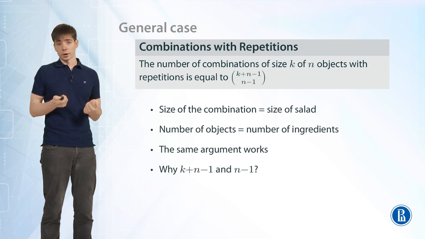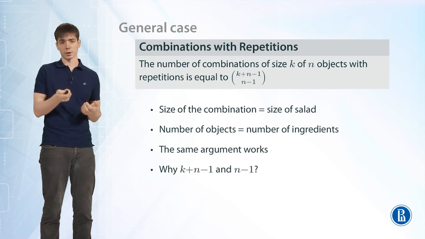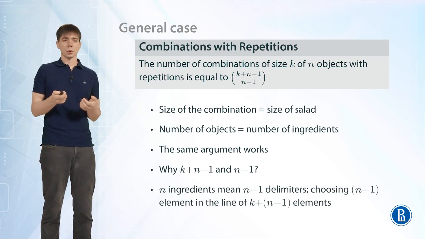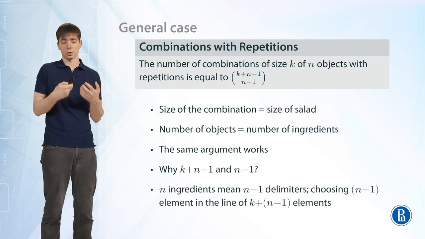Let's just recollect briefly why we have k plus n minus 1 here and n minus 1. Why not, for example, k plus n and n? It may look more natural, but instead we have k plus n minus 1 and n minus 1. So recall that n ingredients in the salad mean that we need to place n minus 1 delimiters between them. So here is where n minus 1 comes from. In the end of the solution, we will have to choose n minus 1 positions in the line of k plus n minus 1 elements. k stands for the size of the salad, the number of units of ingredients in the salad, and n minus 1 is the number of delimiters.